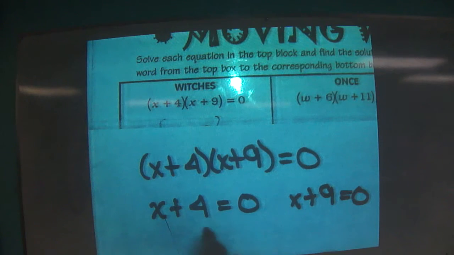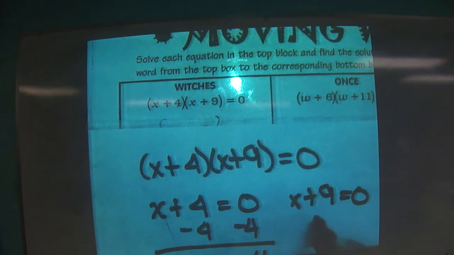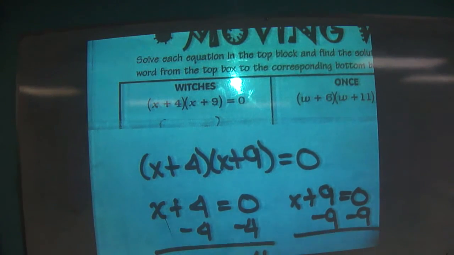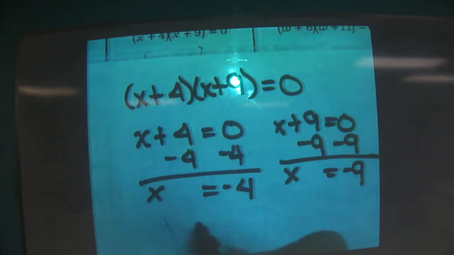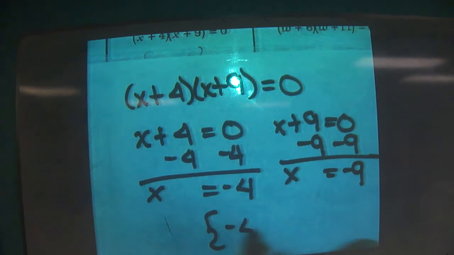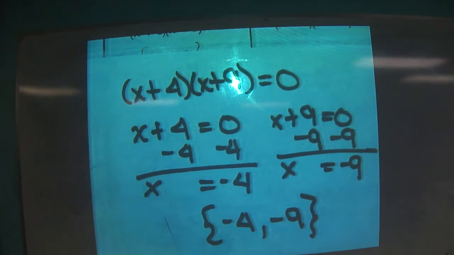So if x plus 4 is 0, add a negative 4 to both sides, and x equals negative 4. And then x plus 9 equals 0, so add a negative 9 to each side. X equals negative 9. So your answer is negative 4, negative 9, and you're done. Those are x roots.